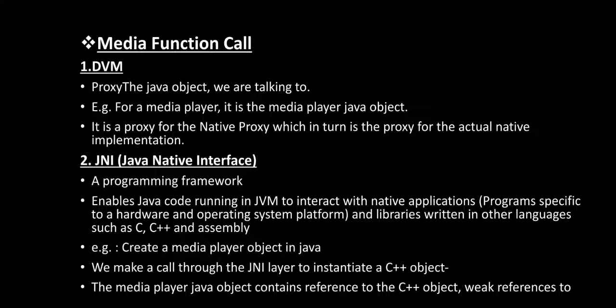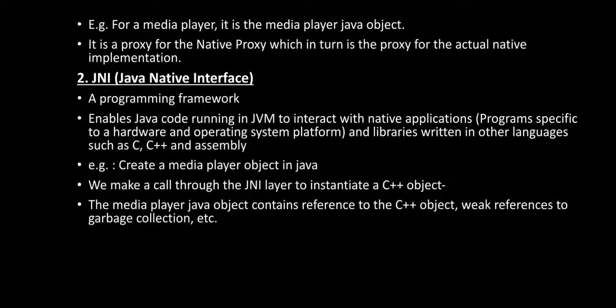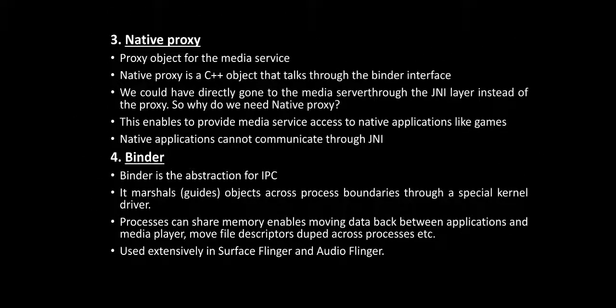JNI, that is Java Native Interface, is a programming framework that enables Java code running in the JVM to interact with native applications and libraries written in other languages such as C, C++ and assembly. For example, to create a MediaPlayer object in Java, we make a call through JNI to instantiate a C++ object. The MediaPlayer Java object contains a reference to the C++ object. That is a big reference for garbage collection, etc.